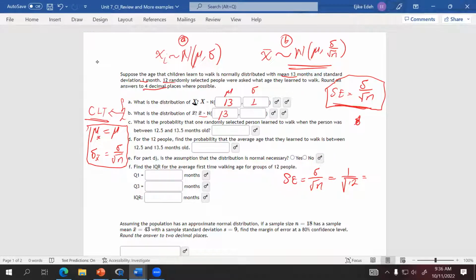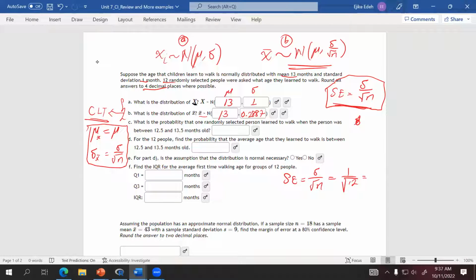0.2887. 0 points, right? It's okay. Thank you. All right, so that is the answer to that question. So if you have any other question relating to B, then the standard deviation I'm going to be using is 0.2887. If you have a question relating to A, you are using 1, right? So let's go down the list.